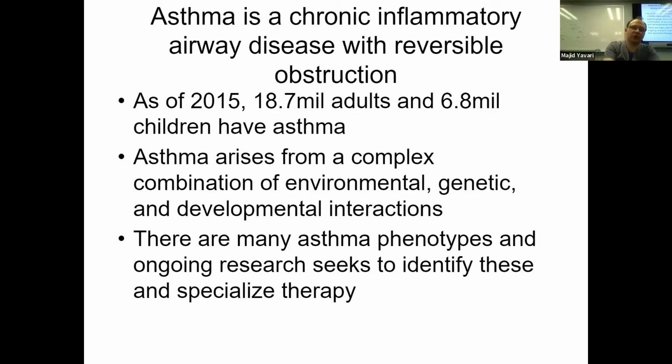And starting early in life with asthma, you start that cycle of inflammation and exacerbation that really causes remodeling of the airways and kind of fixes the asthma phenotype into adulthood.